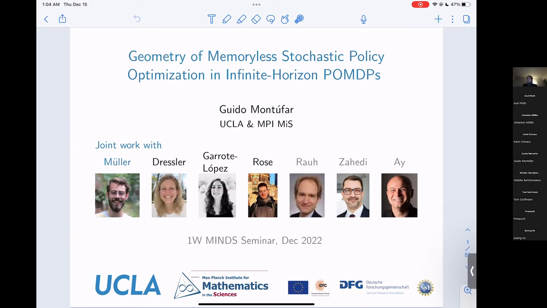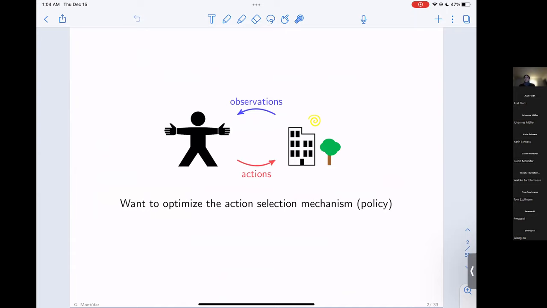Okay, so the setup here is that we're considering an agent that is interacting with an environment. We think of this agent as perceiving or sensing something about this environment, making some observations, and then based on those observations, choosing some actions. The actions influence the environment and in turn also the future observations. And what we want to do is to optimize this action selection mechanism, which we call a policy.